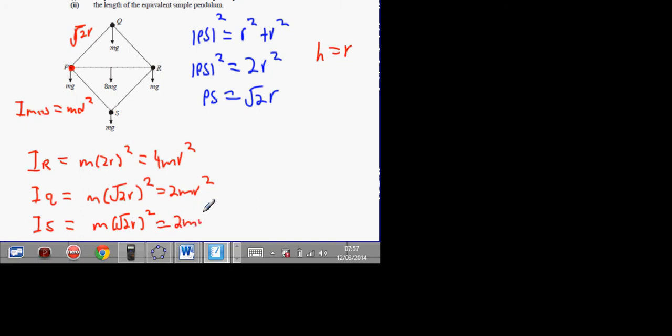Now, time to get the equation of a circular lamina. I of a lamina, because remember this full thing represents a circle.